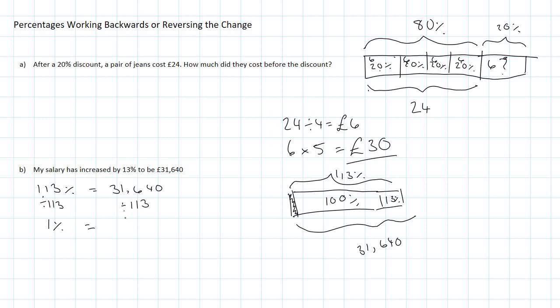So I divide both sides by 113 and I've got my calculator. And that tells me that's 280. Okay, easy peasy. So now I can work out 100% in a very straightforward manner. I just need to multiply this up by 100. Okay, so 280 times 100 is 28,000. Okay, it's moved 2 place value places bigger. And we're done, that's it. Stick a pound sign in there.